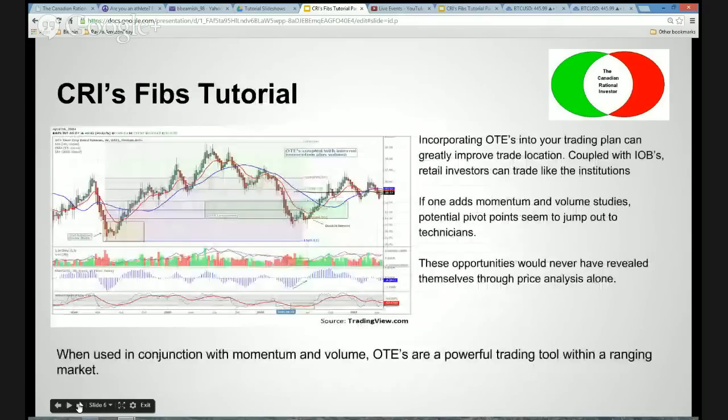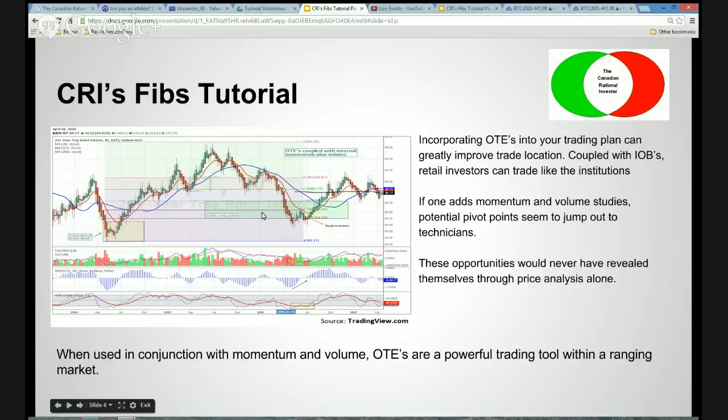All right, so how do we incorporate the fibs, and this is the last part of our tutorial here, how do we incorporate the fibs into our day-to-day trading? So what I've said here, incorporating OTEs into your trading plan can greatly improve trade location. And that's really what we're talking about when we use fibs, is we're talking about trade location. It's not a good idea to be buying way up top here. In this example, this is the bond market, the TLTs. It wasn't in your best interest to be buying at 94, 95, 96.